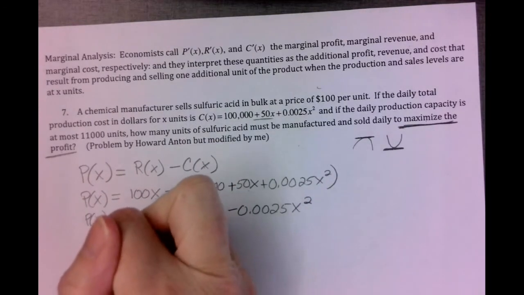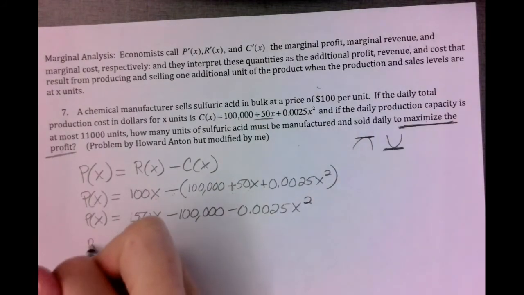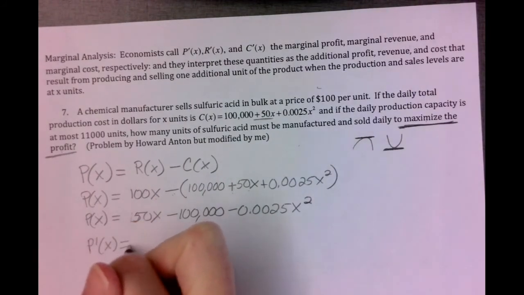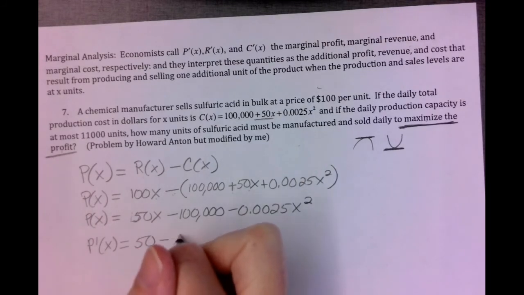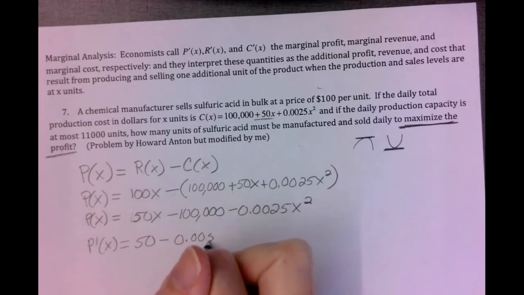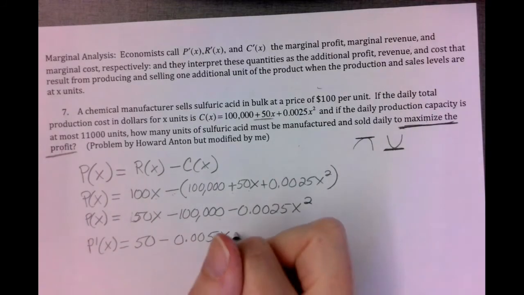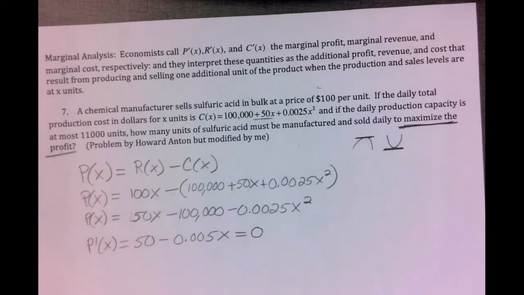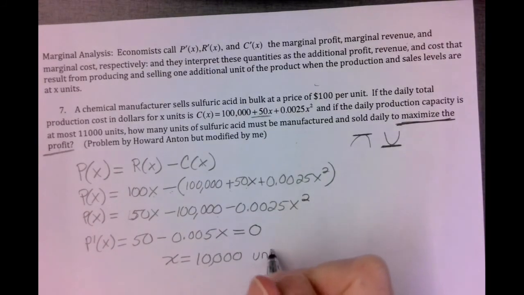P's derivative would be 50 going to 0 minus 0.005x, and then because it's the derivative and we're saying it's supposed to be at a maximum, I'm going to link it to the fact that it has to equal 0. Then I solve for x and we get 10,000 units are what we are producing to maximize the profit.